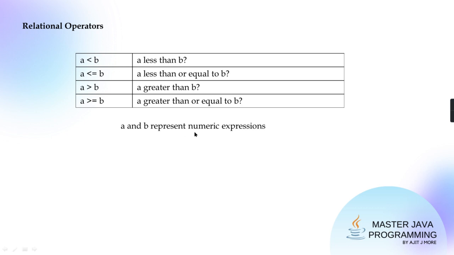Okay? And A and B should represent numeric expressions. Numeric expression meaning only what I said, non-Boolean primitives, because except Boolean, all others are numeric values. Let it be character. Character is also internally a Unicode. It's a 2-byte numeric value, only it is unsigned numeric. Getting? So A and B are supposed to be strictly numeric. Can it be between 2 references, between 2 objects? No. Can it be between 2 booleans? No. Can it be between 1 boolean and 1 numeric? No. Strictly numeric. Okay?